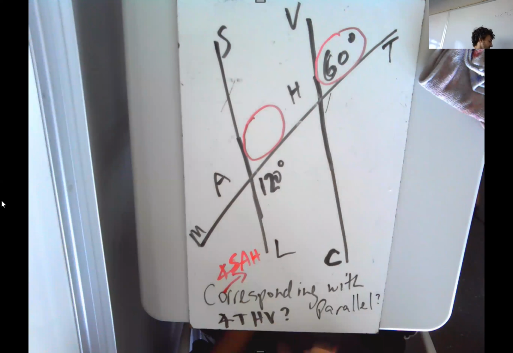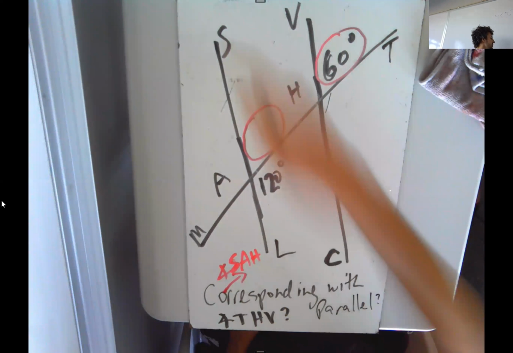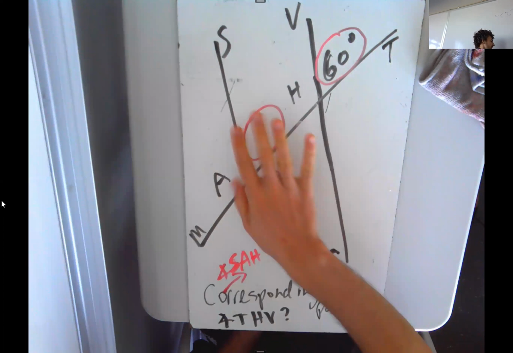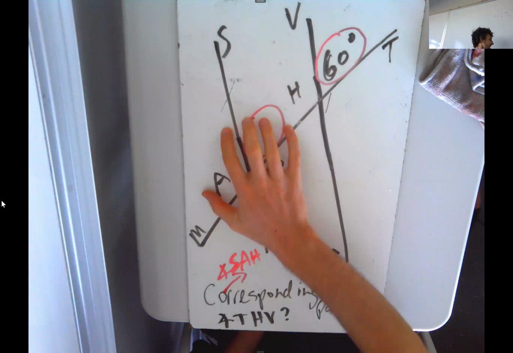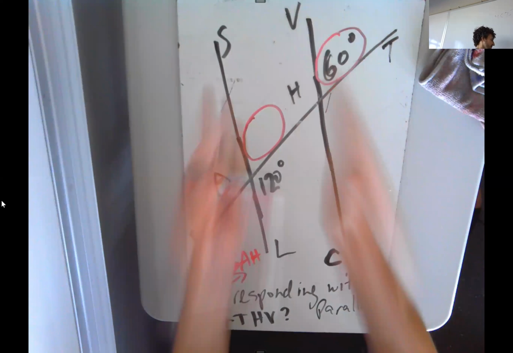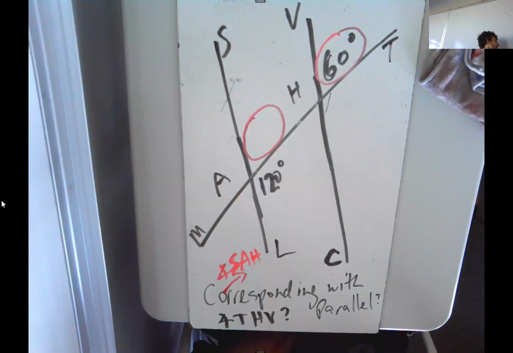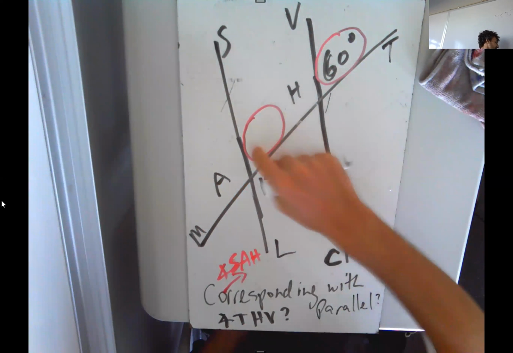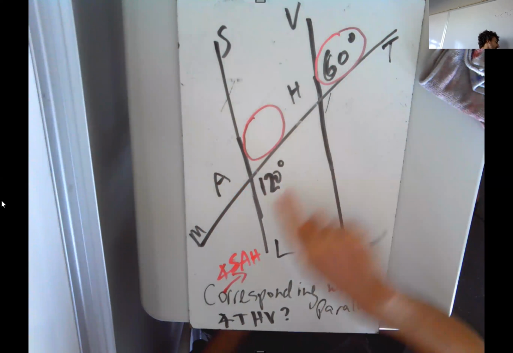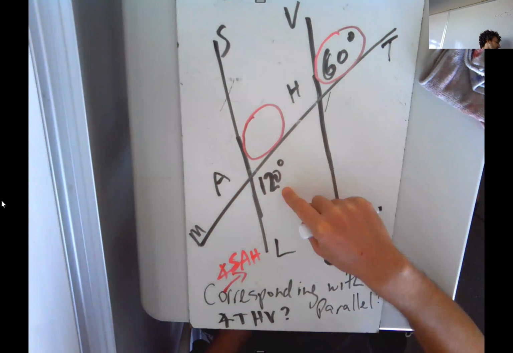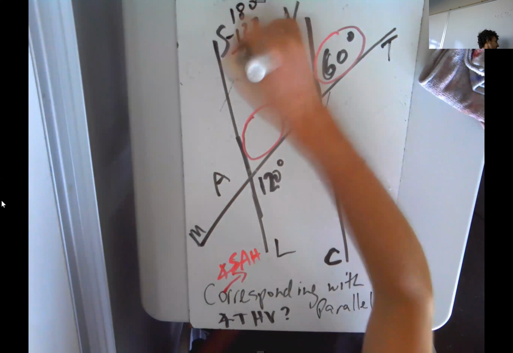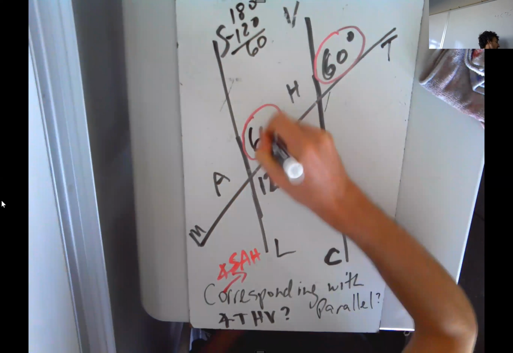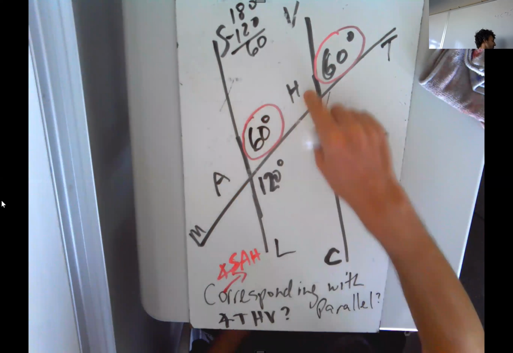SAH is corresponding. Good. Now we have to figure out if the line segments are parallel. To do that, we want to fill in the angles at each intersection. If the intersections match and are exactly the same, then the lines are parallel. Let's figure out how much angle SAH is. We know that angle LAH is 120, so let's subtract 180 minus 120 and get 60 degrees. That tells us that angle SAH is 60 degrees.